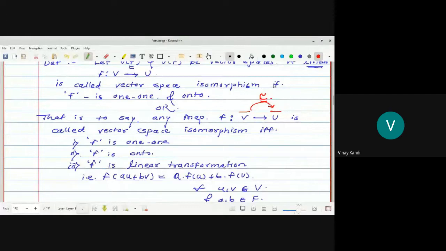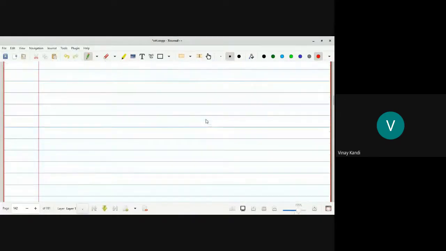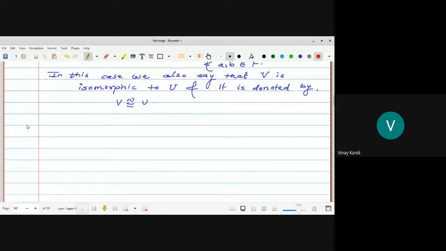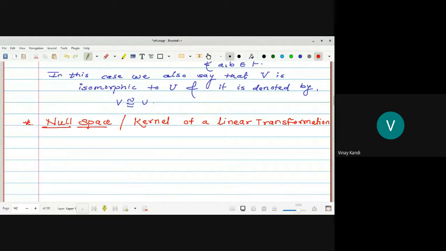Now the next definition, what is the null space? One more important topic of our syllabus, null space, or we can say the kernel of a linear transformation. The null space is also called the kernel of a linear transformation. Now look at the definition.